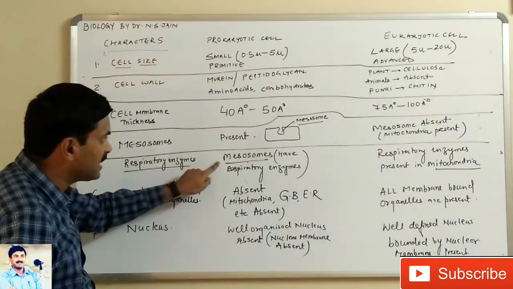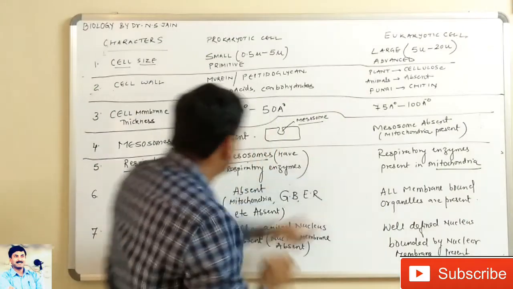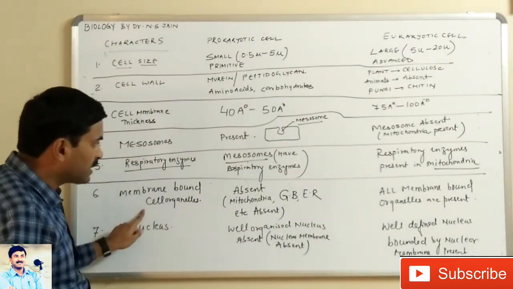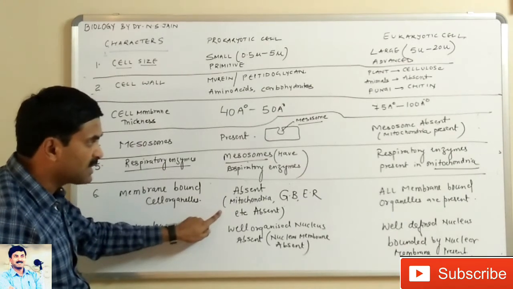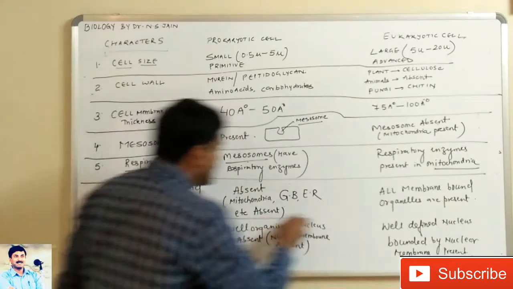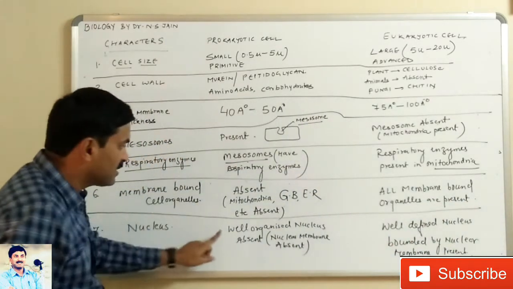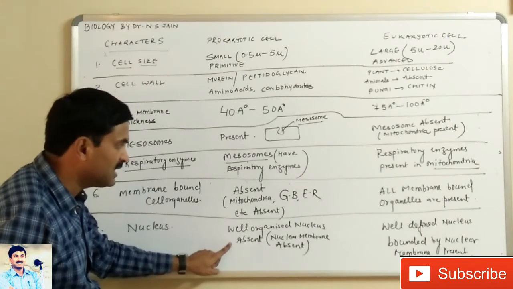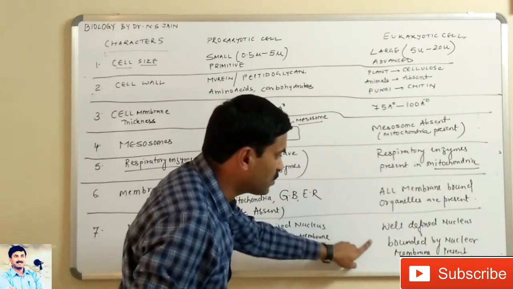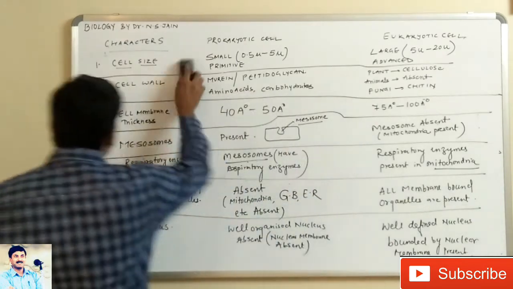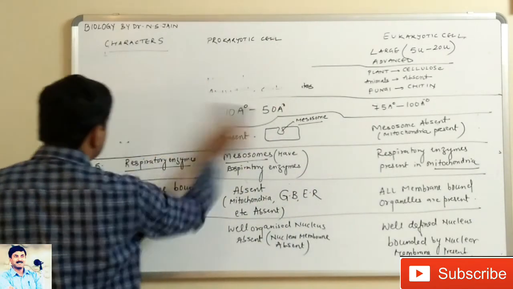Respiratory enzymes are present in mesosomes. Here the respiratory enzymes are present in mitochondria. Membrane bound organelles: all the membrane bound organelles are absent. Here the membrane bound organelles are present. Nucleus: a very well defined nucleus bounded by nuclear membrane is absent here. A well defined nucleus bounded by nuclear membrane is present here. A few more differences.